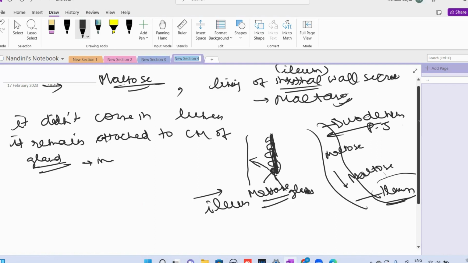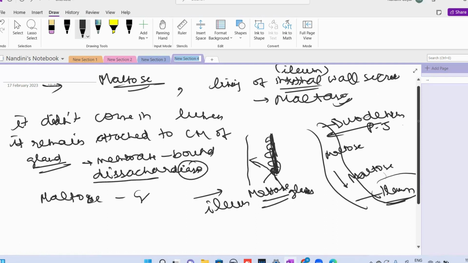That's why this enzyme is called a membrane-bound disaccharidase. And why do we call it disaccharidase? Because it is converting maltose into glucose, and maltose is what? A disaccharide. Glucose is a monosaccharide. That's why we call it disaccharidase. So maltase is a membrane-bound disaccharidase. Why is it membrane-bound? It is not secreted into the lumen. It remains membrane-bound. That's why we call it a membrane-bound disaccharidase.